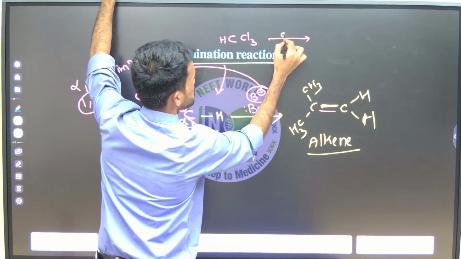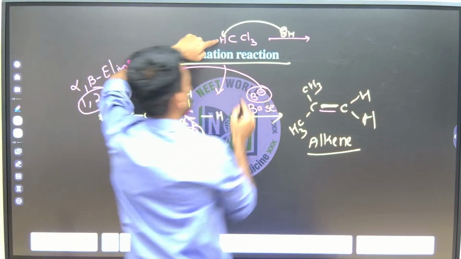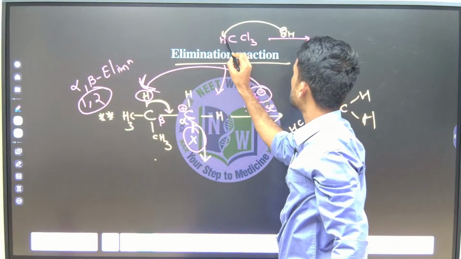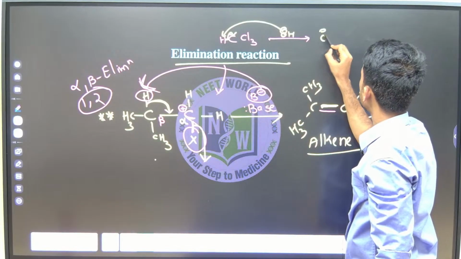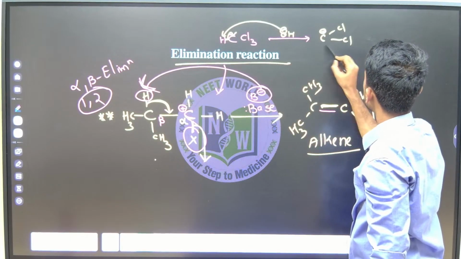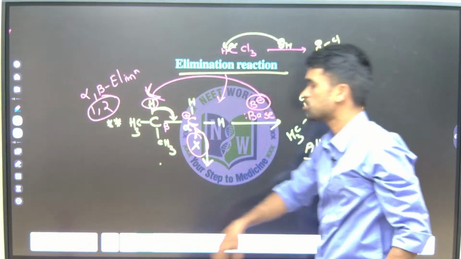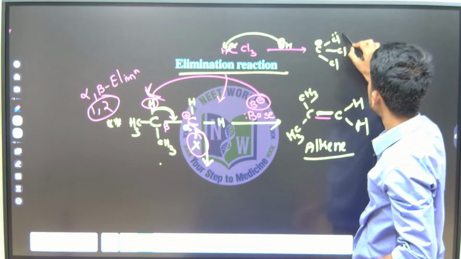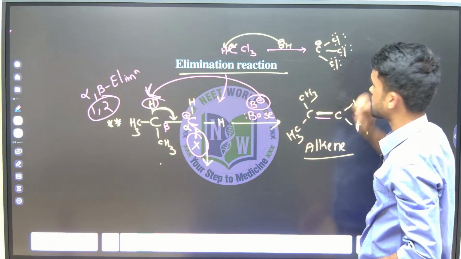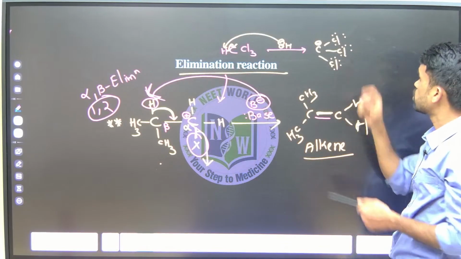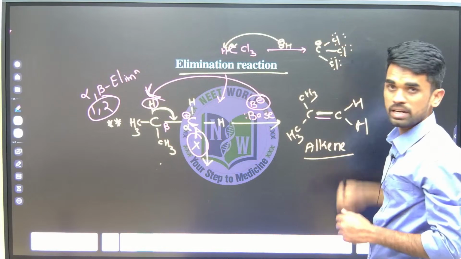I am using a base here, OH minus, which abstracts this proton. If it is abstracting the proton, the bonded electrons stay with the carbon, so you get a carbon with a negative charge and chlorine, chlorine, chlorine like this. Carbon is a very small atom and chlorines are more electronegative, so carbon cannot hold that negative charge. There will be repulsions between the lone pairs and the negative charge of carbon.